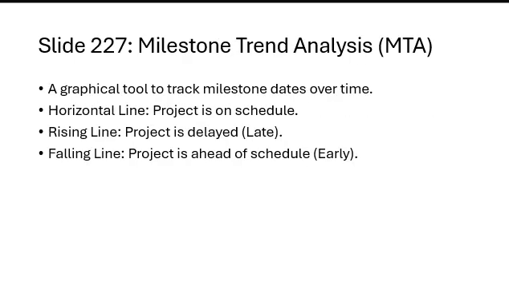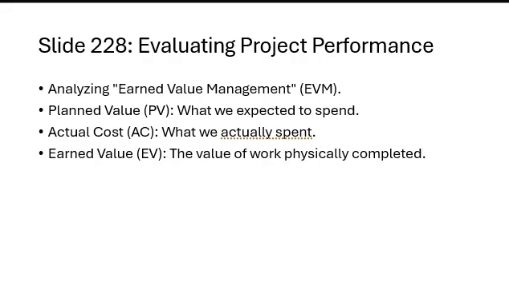MTA, the milestone trend analysis. So this is the MTA that is able to track the milestone dates graphically over time. Horizontal lines mean the project is on schedule. Rising lines mean the project is delayed and late. Falling lines mean the project is ahead, early. MTA, these tools provide a clear visual of project progress.